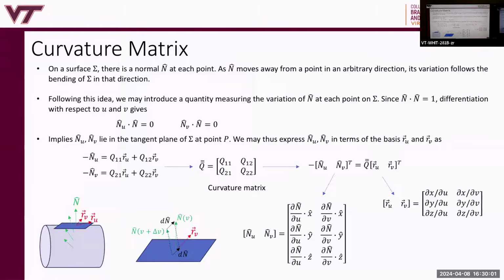For example, look here. Here's a cylinder. We have some tangent plane at some point P here, and there's two tangent vectors that span the tangent plane that we can express other vectors in terms of.